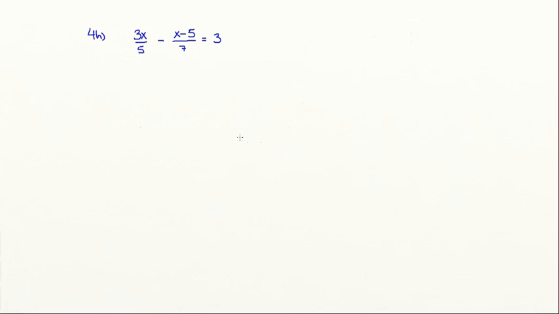Question 4. Solve the equation. 3x over 5 minus x minus 5 over 7 equals 3. Remember that is a 3 over 1. Our lowest common denominator, 5 times 7, is 35. Again, we have an equal sign, so what we do to one side, we can do to the other. So let's multiply everything by 35.